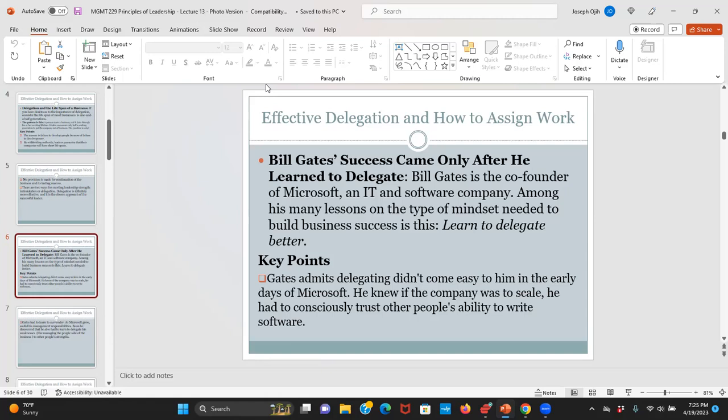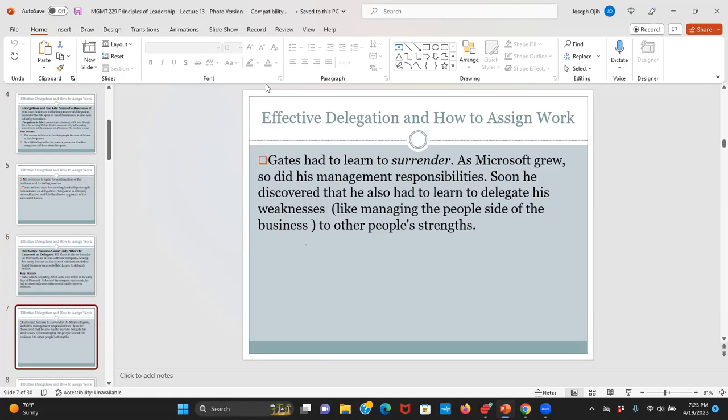We will look at the types of delegation he mentioned, little by little. But before we go into that, in one word, Gates has learned to surrender. By delegating duty that way, you have to surrender, relinquish some power, and give some independence to the people who work for you. As Microsoft grew, so did the Gates management.